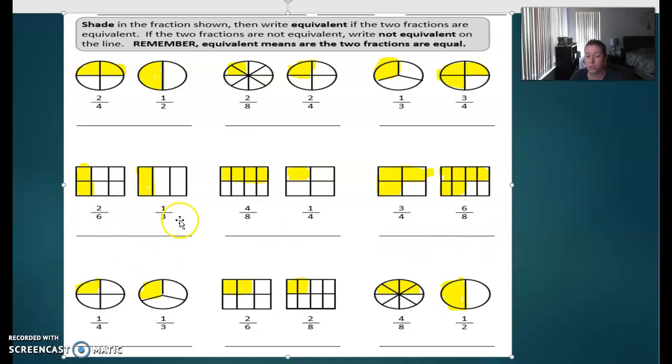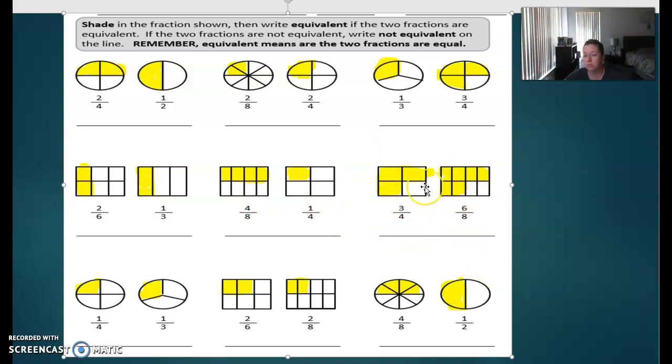Is 2/6 equivalent to 1/3? We can look off the model, and it's the same, and I can check it with multiplication. 1/3 times 2 over 2: 1 times 2 gives me 2, 3 times 2 gives me 6. It's equivalent. Over here, 4/8 and 1/4, not equivalent. I can tell by looking at that picture. And if I multiplied by 2 to get to 8, 1 times 2 would be 2, and 4 times 2 would be 8. So they don't match.